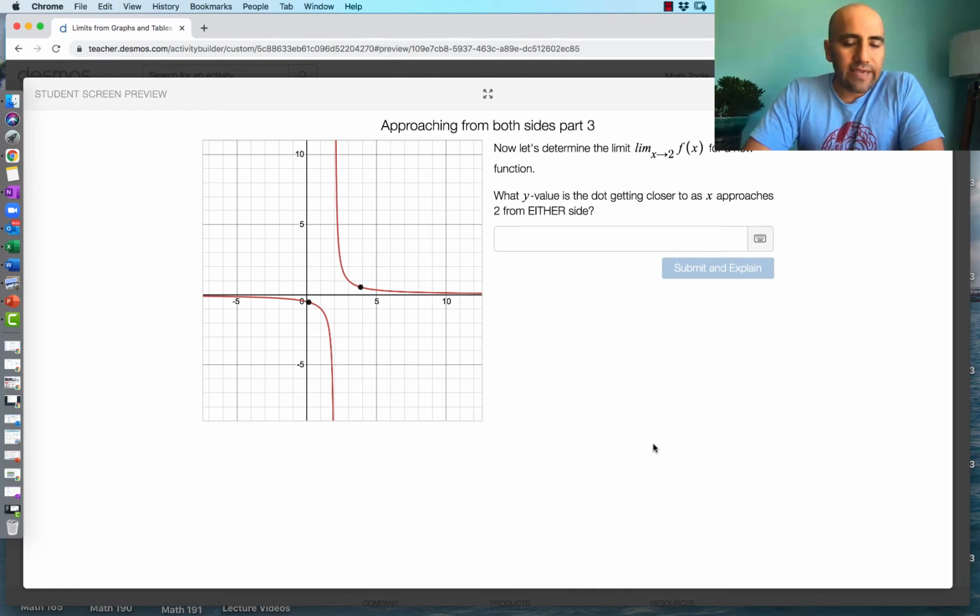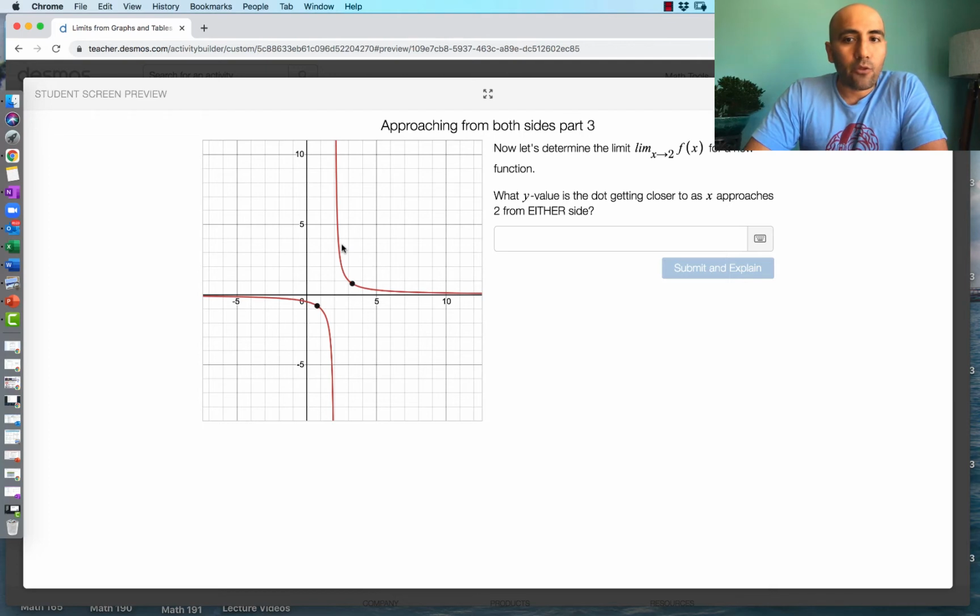We can also have a case like this, where the left limit and the right limit don't match. So as x approaches the number 2 from the left-hand side, the output values are heading toward negative infinity. And the limit as x approaches 2 from the right-hand side, the limit is approaching positive infinity.